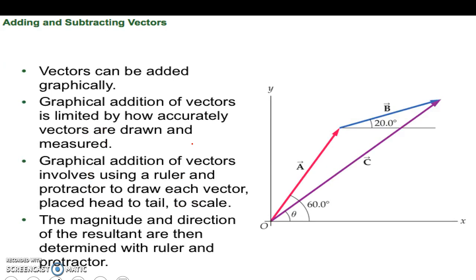So that's how we add them graphically, okay? It just depends how accurately you can draw, okay? You need a ruler and a protractor, and you have to have a scale. And then we just measure this and the angle, and we can find our resultant information. But this requires some work if you want to do it graphically, and you have to be very exact.